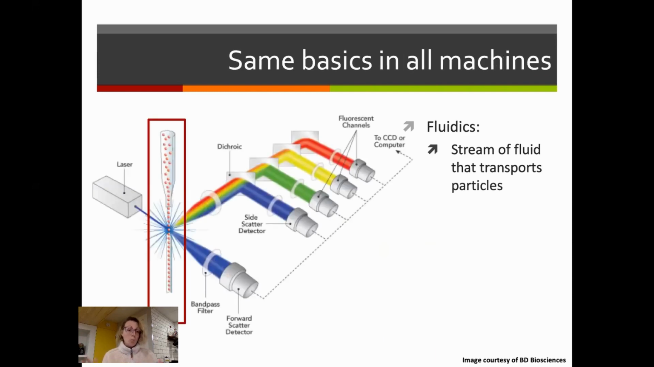Now, no matter what flow cytometer you deal with, you're going to have the same basic components. So first up, we have the fluidics. This is a stream of fluid that transports your particles or your cells from your sample through the machine. So you can see this happening right here, where we have our particles coming into the machine and flowing through where they're interrogated by the lasers.